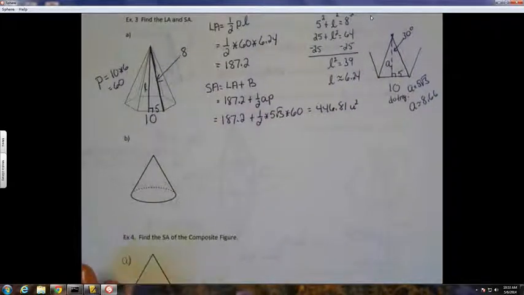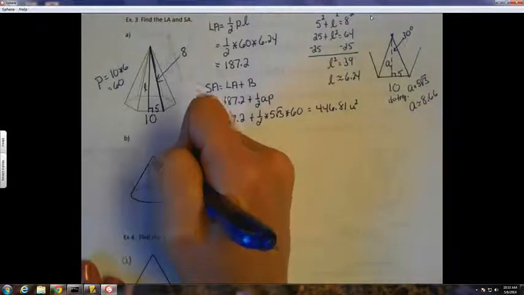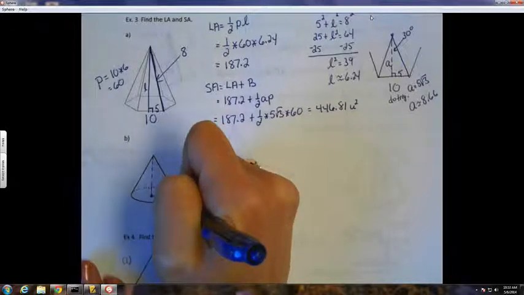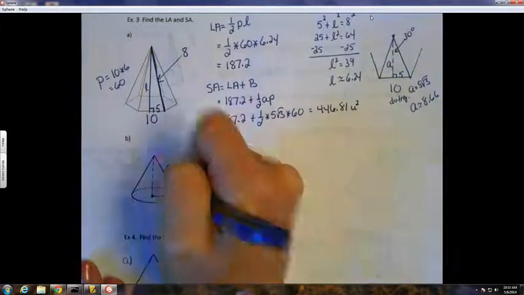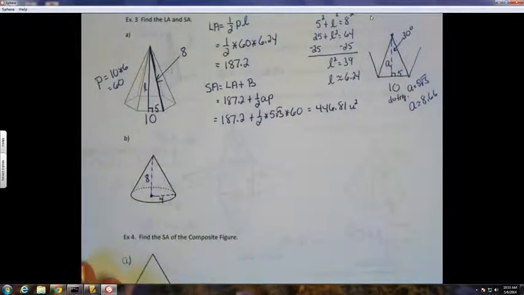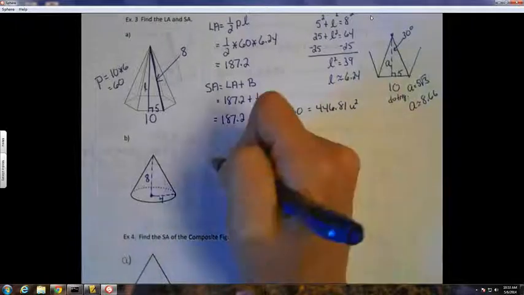Next, we've got our cone. I'm going to give you this and this. 8 and 4. Looking for lateral area and surface area. So know the shape as a cone. Go to the card.